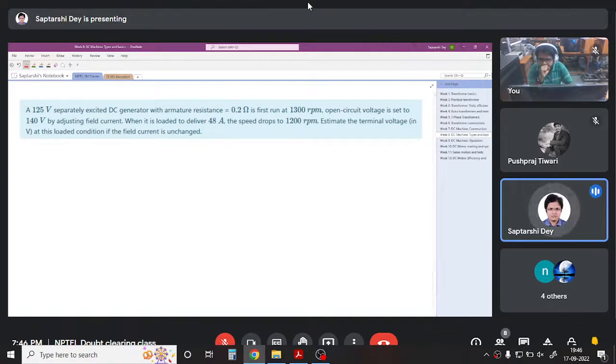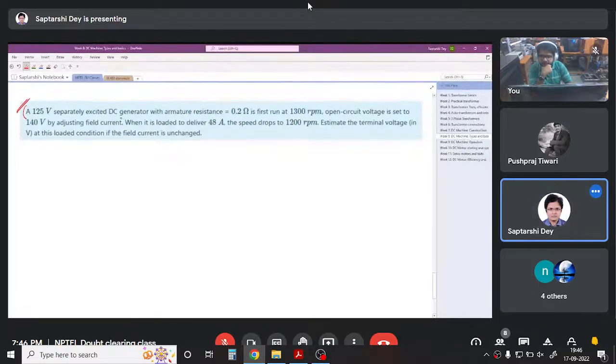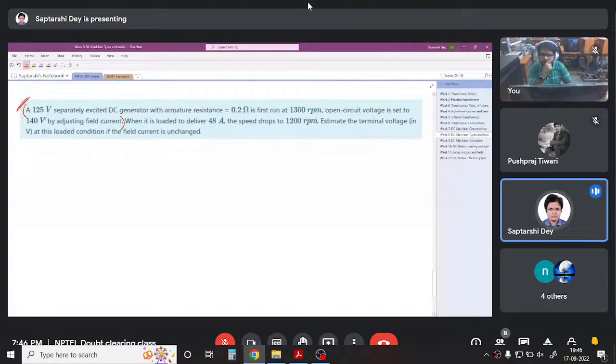So it says, read the question, okay? A 125 volt separately excited DC generator with armature resistance 0.2 ohm is first run at 1300 RPM. Open circuit voltage is set to 140 volt by adjusting the field current. We will look at this statement once, okay? Anyone wants to say something? Okay, this statement is a bit confusing, so I will clarify.